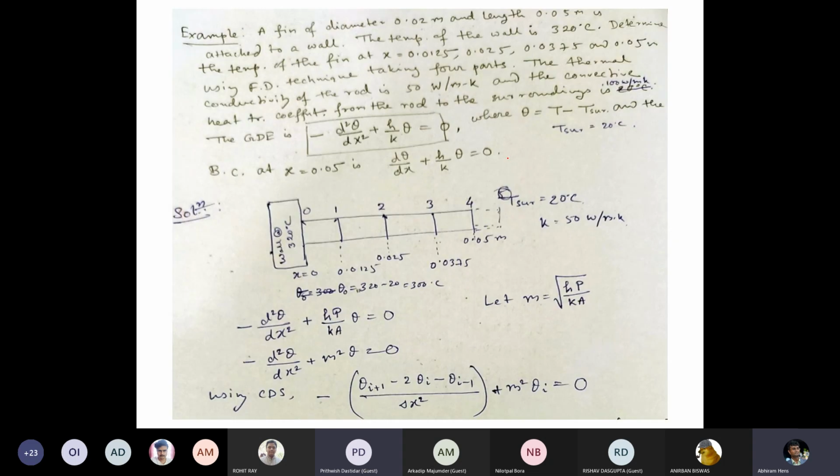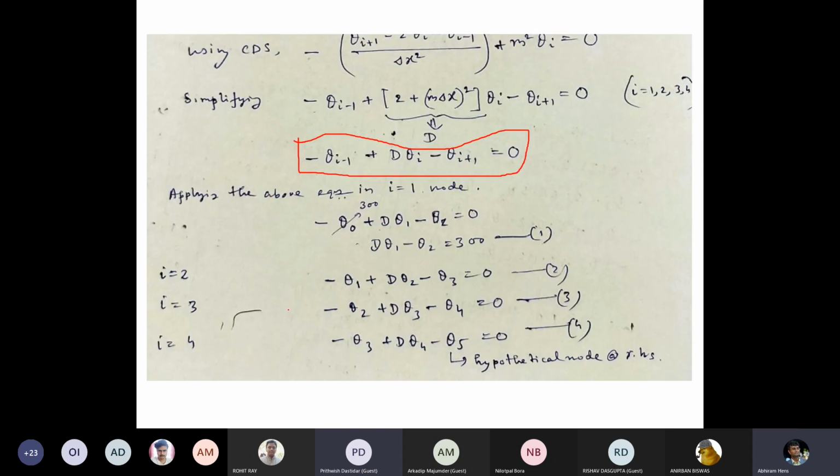Now here we see that in this problem we have points 0, 1, 2, 3, 4. Basically, these 0 and 4 are boundary conditions, and 1, 2, 3 equations will be there. Now, if I write it for i equal to 1, then we can write theta 0, because i minus 1 is theta 0, and theta 0 is given as 320 degree centigrade. So it will be 320, and then minus d theta 1 minus theta 2. So this will be equation number 1.